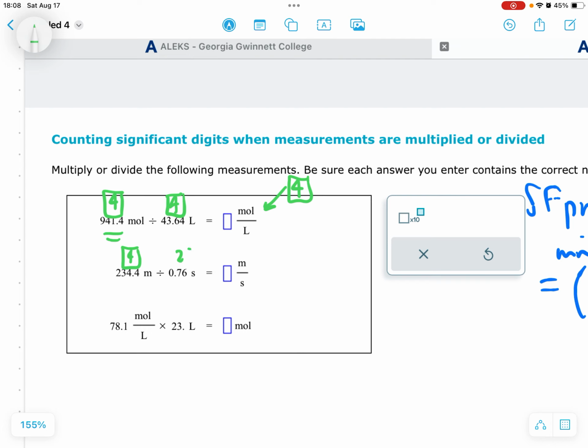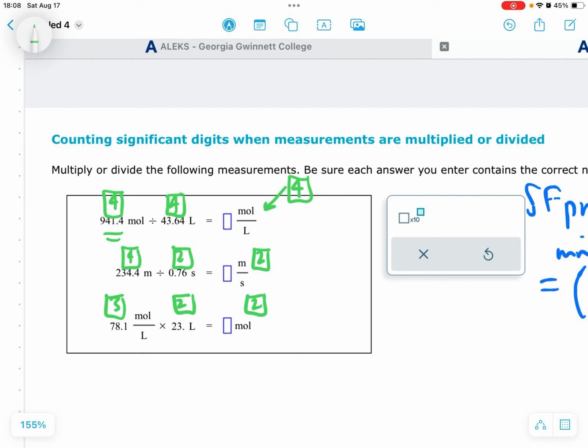This one's got 4 sig figs in it. This one only has 2 in it. So which is less, 4 or 2? Well, 2 is less. And so the quotient is going to have only 2 sig figs in it. Let's do the same thing here. For this last one, this one's got 3 sig figs in it, and this one only has 2 sig figs in it. So what's less, 3 or 2? Well, the answer, of course, is 2. So I'm going to say that this answer is going to have 2 sig figs in it.